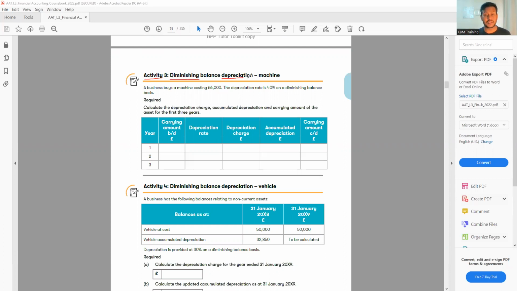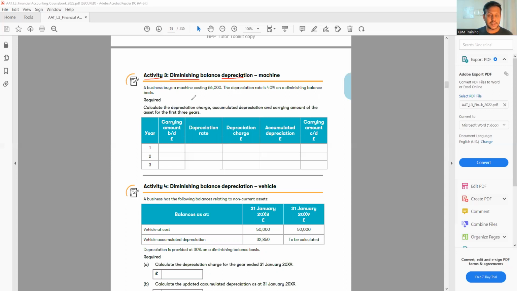Every year, the depreciation will be less. Before, with the straight line, we have seen the depreciation is the same for every year. Year 1, it is the same. Year 2, it is the same. Year 3, it is the same. But with the diminishing balance or reducing balance, the depreciation will change every year.